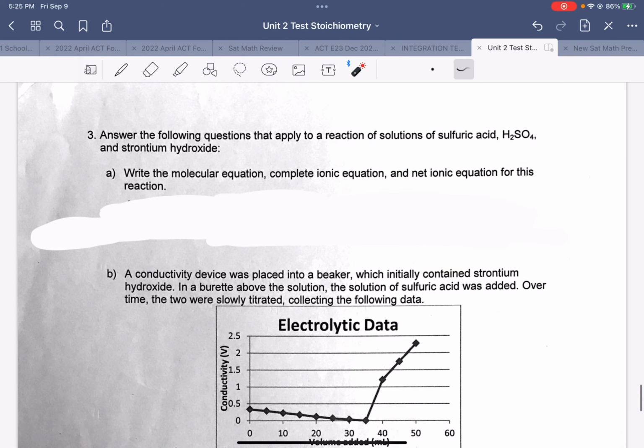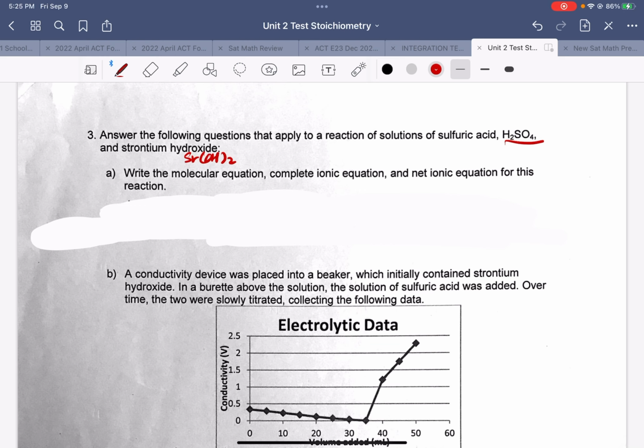Number 3: answer the following questions that apply to a reaction of a solution of sulfuric acid, H2SO4, and strontium hydroxide, Sr(OH)2. Sr is 2 plus, OH is 1 minus, that's why you need OH twice. Write the molecular equation, the complete ionic equation, and the net ionic equation for this reaction.